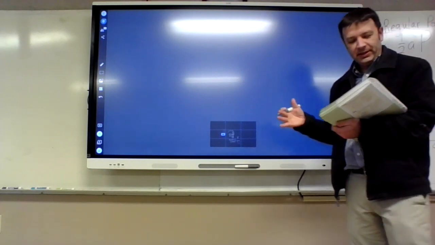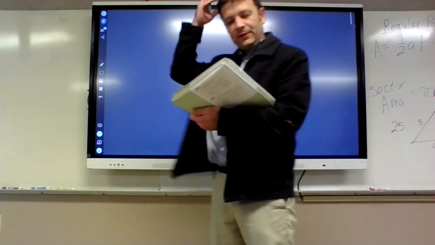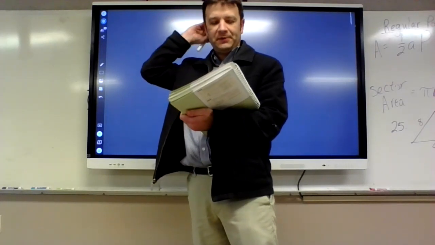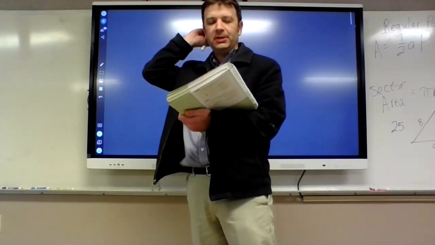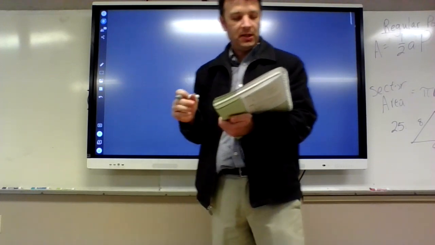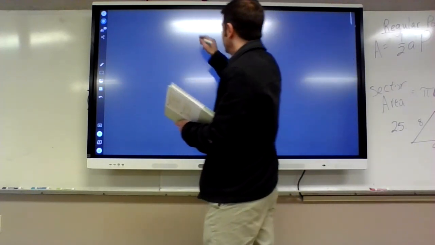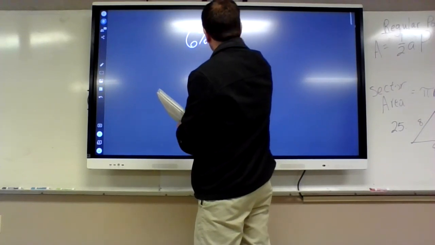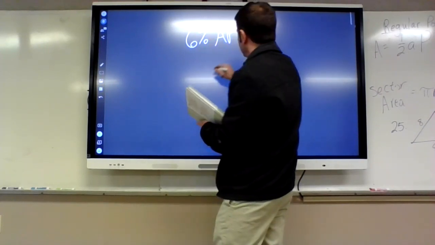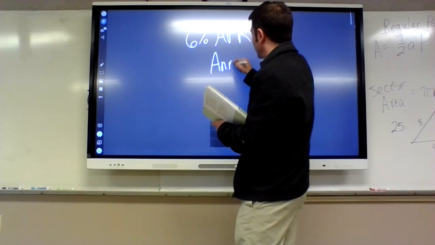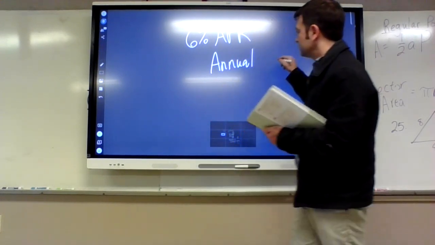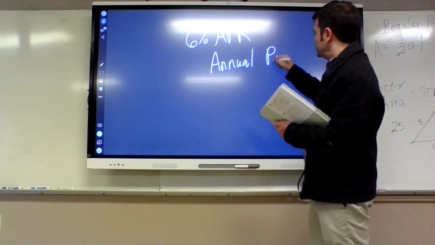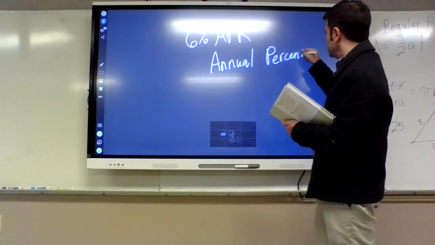Anyways, number 15 says $5,000 is invested. Actually, for 15 through 19, we don't really need the 5,000 for this question. At 6% APR. What on earth is APR? You guys probably heard that on the commercials. Stands for annual. What does annual mean? Yearly. Yearly, yeah, once a year. Percentage rate.